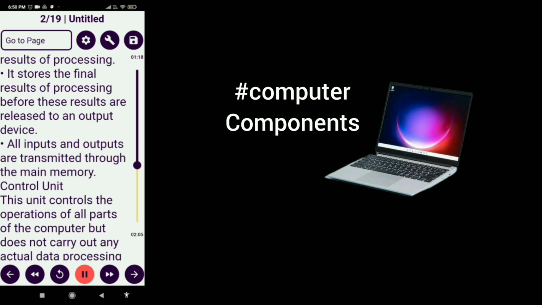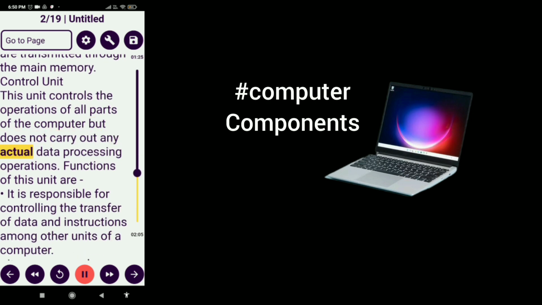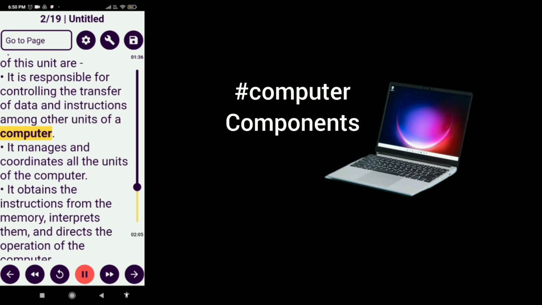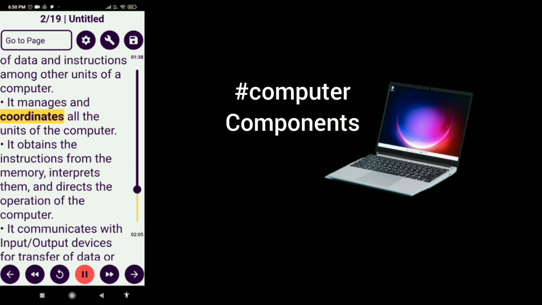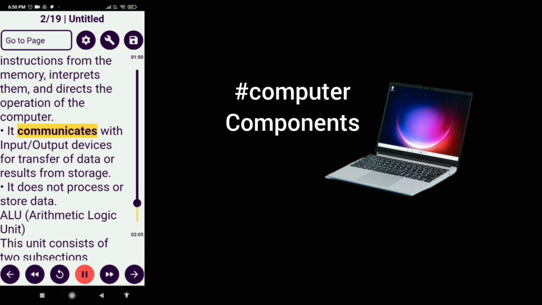Control unit. This unit controls the operations of all parts of the computer but does not carry out any actual data processing operations. Functions of this unit are: it is responsible for controlling the transfer of data and instructions among other units of a computer. It manages and coordinates all the units of the computer. It obtains the instructions from the memory, interprets them, and directs the operation of the computer. It communicates with input, output devices for transfer of data or results from storage. It does not process or store data.